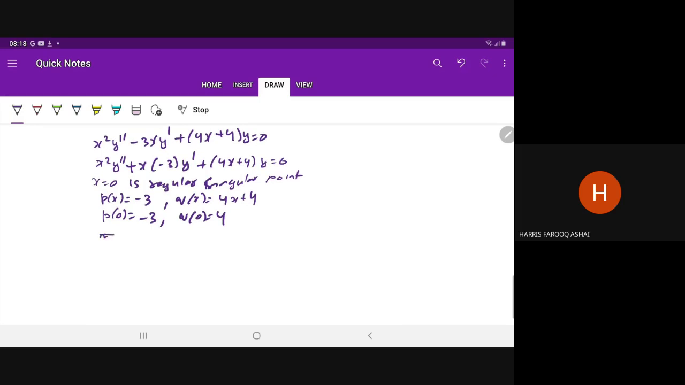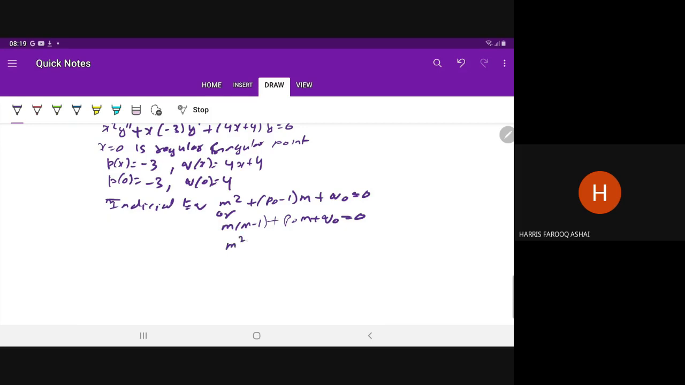The indicial equation is m square plus (p naught minus 1) into m plus q naught is equal to 0, or m into (m minus 1) plus p naught m plus q naught is equal to 0. You can remember any one. So in this case, it will become m square plus (minus 3 minus 1) m plus 4 is equal to 0. So it will give you m square minus 4m plus 4 is equal to 0.